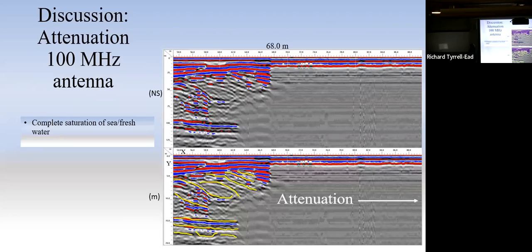So the biggest issue with the 100 was attenuation. The image I showed you before was the best length of that transect that we got. Most of it was attenuated. We got these little intervals where we would get half of a profile, but it was so attenuated underneath that it was hard to make any kind of real interpretation. So I basically skipped to the end.